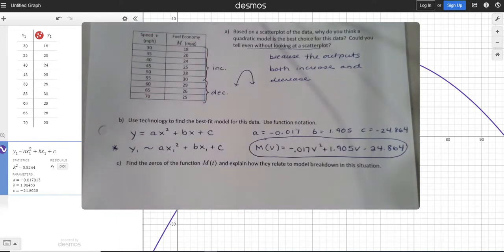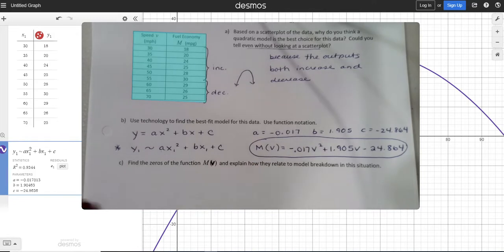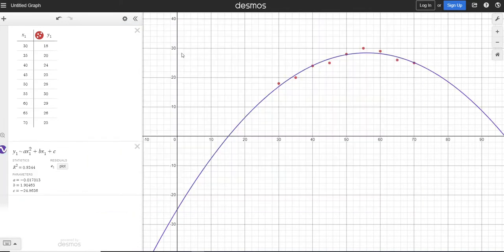All right, the next question is to find the zeros of this function, m of v, sorry about that, and explain how they relate to model breakdown in this situation. So if I come back over to here, I'm going to turn off the points again. Once I have my model, I'm going to answer all the questions based on the model.